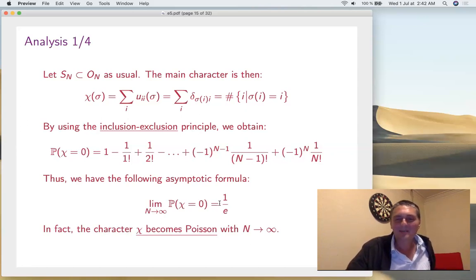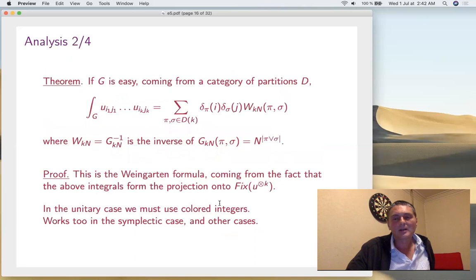This is quite remarkable. Now, for Sn plus, we should get some kind of free Poisson, right? So in order to do that and more, let's do some theory now. Let's go back to the arbitrary easy quantum groups.